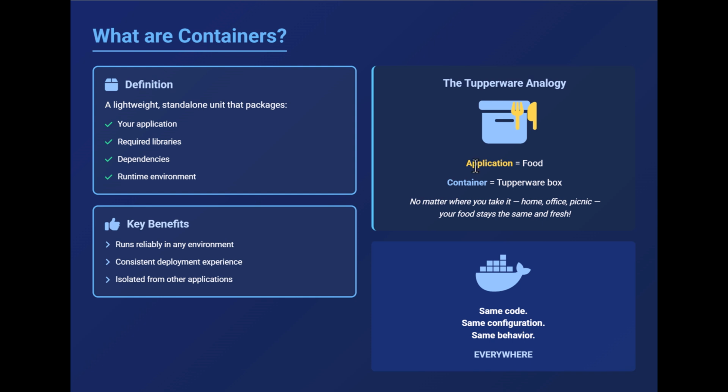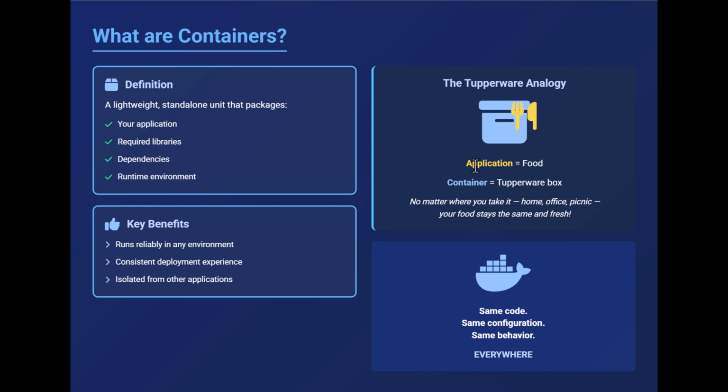The Tupperware analogy: think of your application as food and the container as a Tupperware box. No matter where you take it, home, office, or a picnic, your food stays fresh and the same. So just like food in a container, your app behaves the same no matter where you run it. This analogy makes it easy to understand why containers are so powerful in software development.